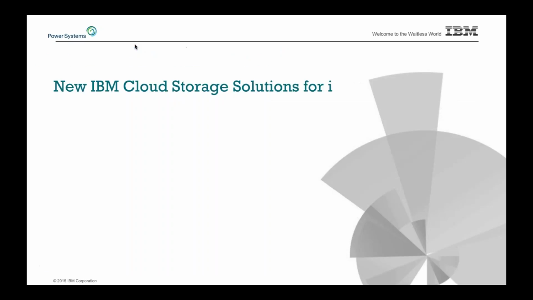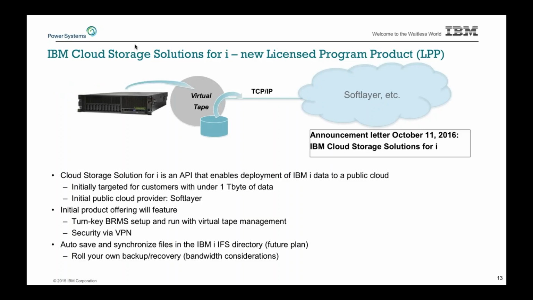All right, enough about licenses and stuff. Let's talk about a brand new offering that we're adding. So we have a new product called IBM Cloud Storage Solutions for i. Like I said, it's a brand new offering that we're coming out with, and we're rather excited about what the options hold for this one. So this new LPP was announced yesterday. It'll be GA'd November 11th, which is the current target for the GA.